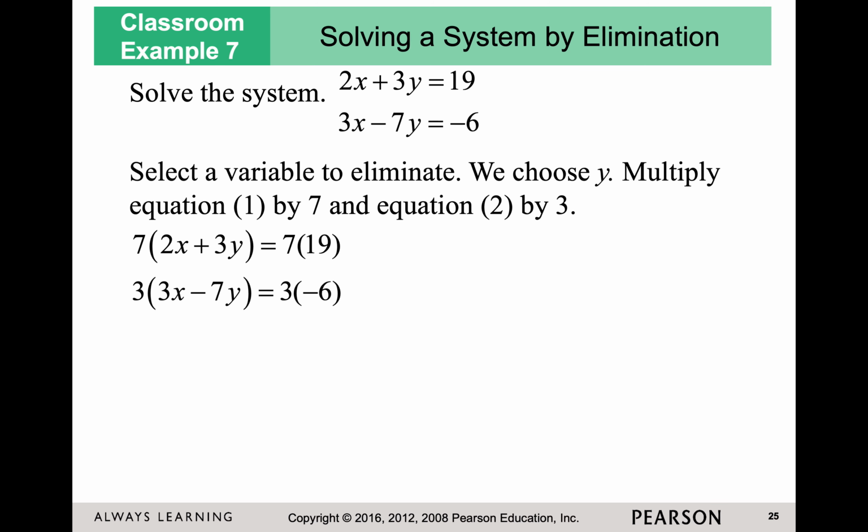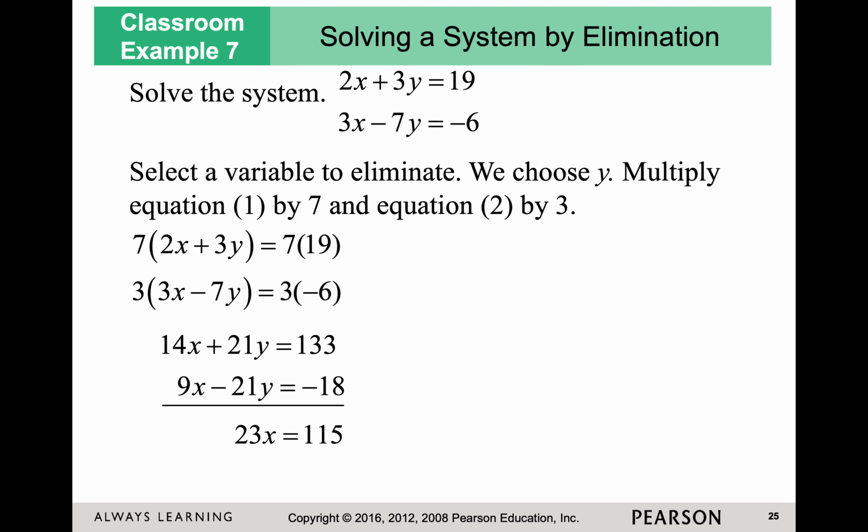Now, why did I choose to cancel the y values? I chose to cancel the y values because they already have different signs, which just makes the arithmetic a little bit easier. When we multiply every single term by 7 and every single term in the bottom by 3, then I can actually add them together and I get x equals 5.